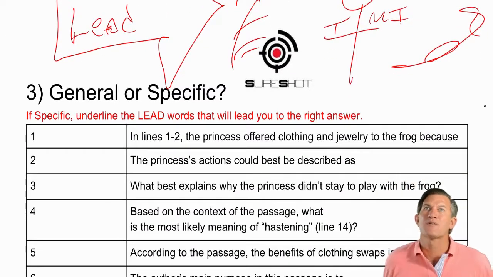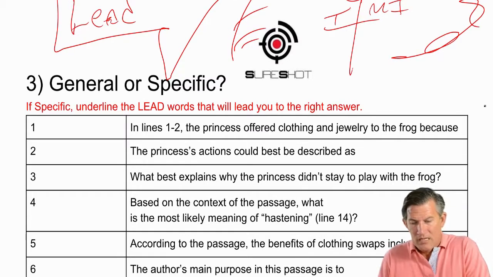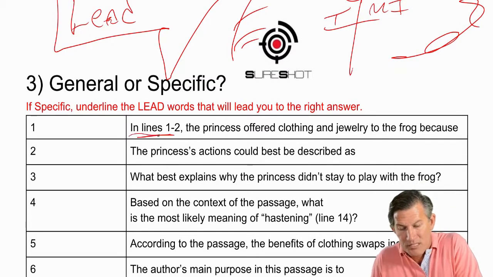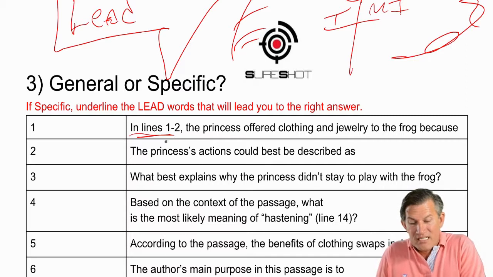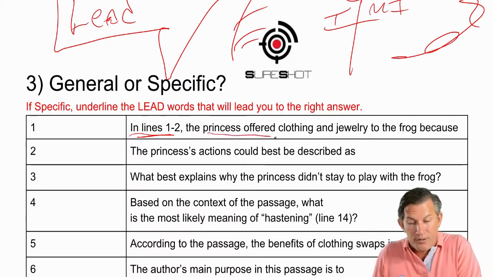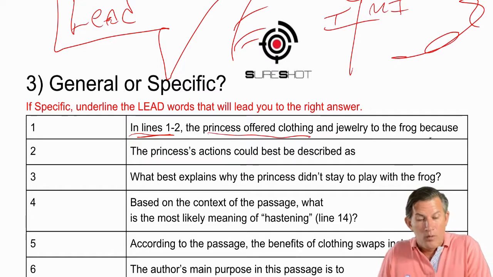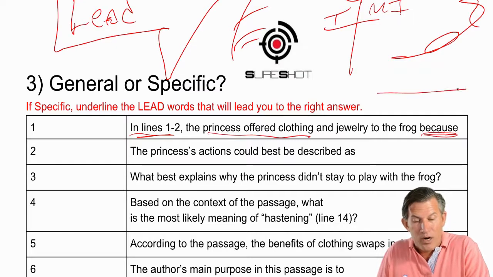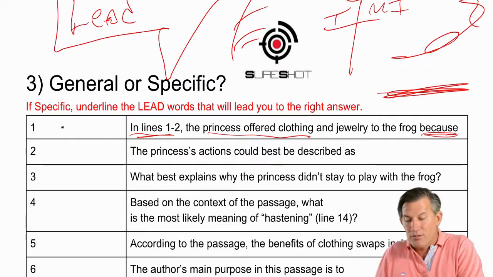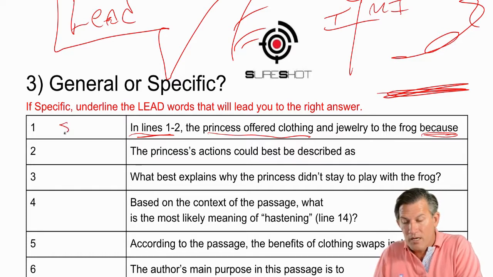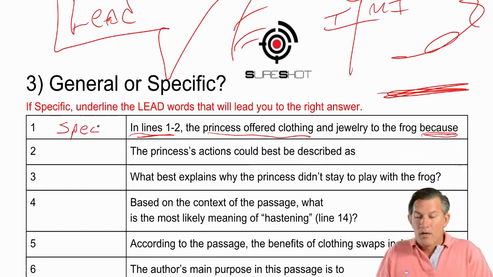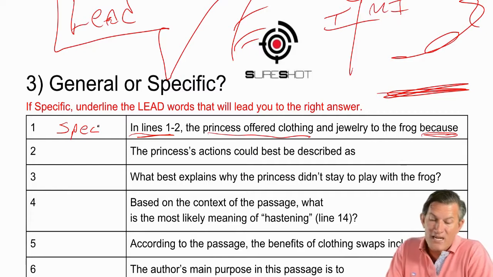Okay, if it's specific in lines 1 or 2, in lines 1 or 2 is definitely specific. In fact, this is the exact part where the princess offers clothing to the frog. And why does he do it? Well, once you find it in the passage, you'll underline it, and then you'll have your answer, and then you'll put it there. So this is definitely specific, okay?